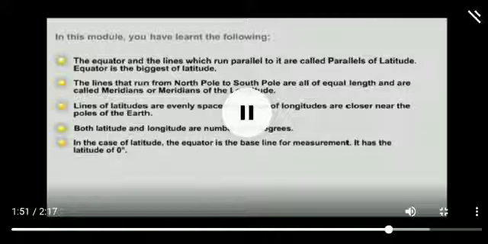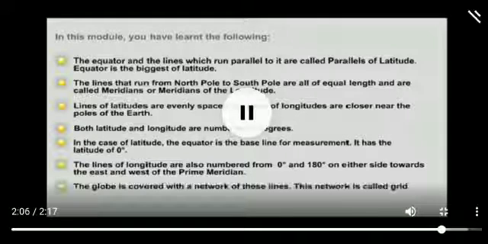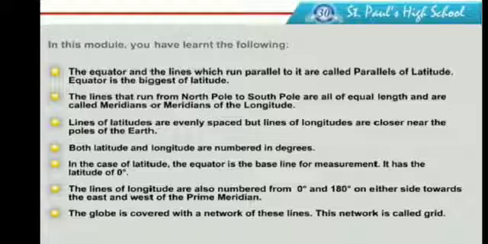In case of latitude, the equator is the baseline for measurement. It is the latitude of 0 degrees. The lines of longitude are also numbered from 0 degree to 180 degree on either side towards the east and west of the prime meridian. The globe is covered with a network of lines of latitude and longitude. This network is called grid. So, children, in this module, you have learned the following. You can pause the video and you can read it aloud.